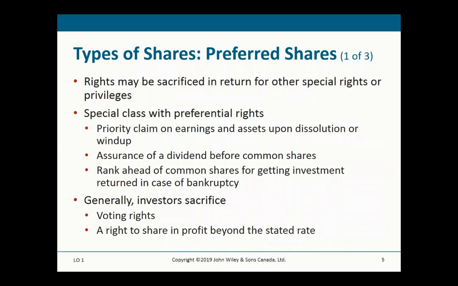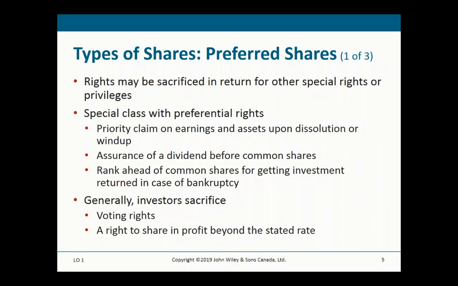We remember that preferred shares are a special class of shares, and not all companies have these, with preferential rights. So there might be priority claim on earnings and assets upon dissolution of the company. There might be assurance of a dividend before common shares, and they would rank ahead of common shares for bankruptcy. So there's a sacrifice here, maybe of voting rights, but to have less risk than a common share.